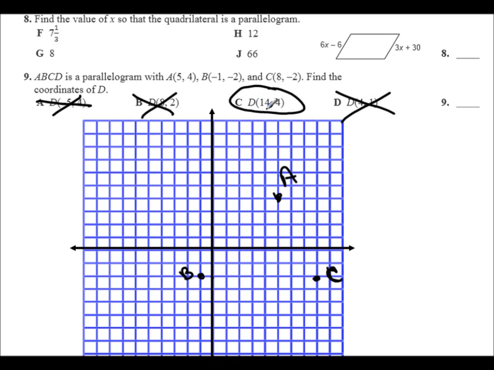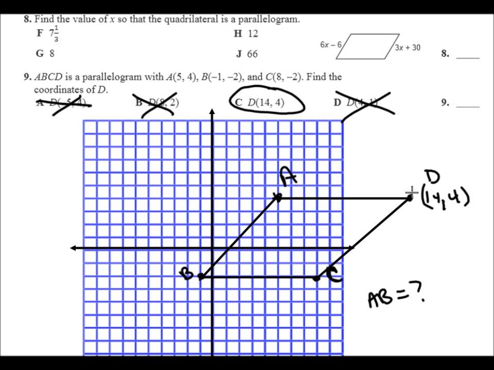If D is 14, 4, that means it's going to be all the way over here, up here somewhere. But remember, the slopes of the opposite sides have to be parallel. Well, clearly this line would be parallel to this line because they're both horizontals. So what we have to do is figure out the slope of AB and see if it equals the slope of CD. And if the slopes are equal, then it's a parallelogram. So we're going to use the slope formula.